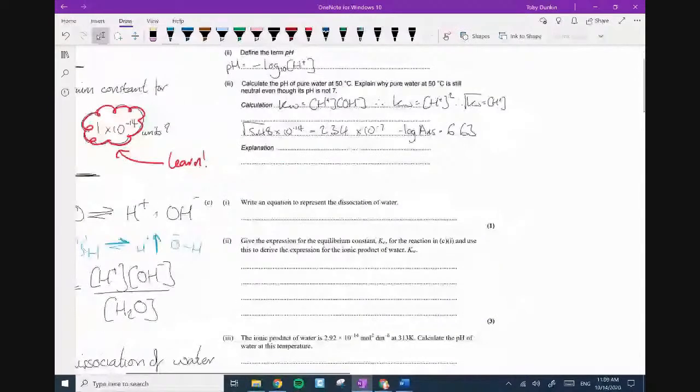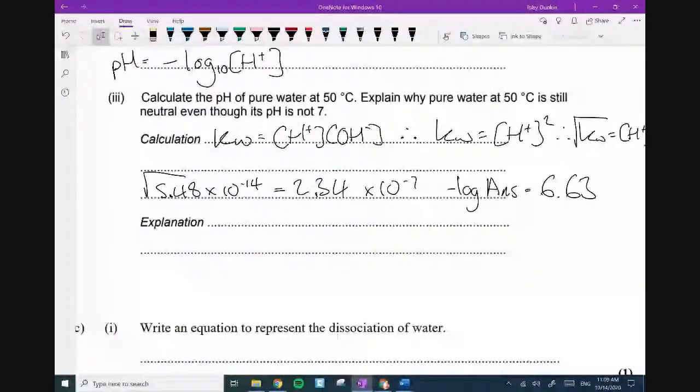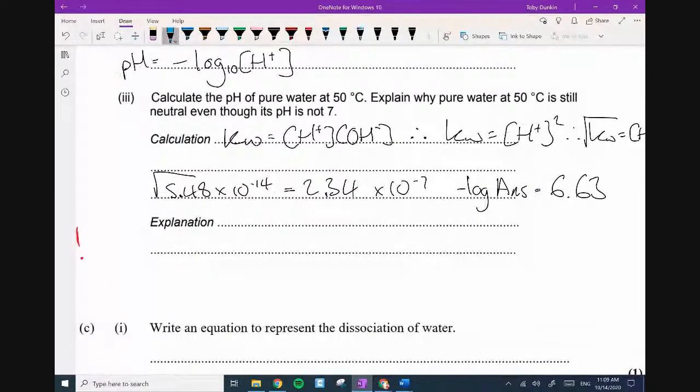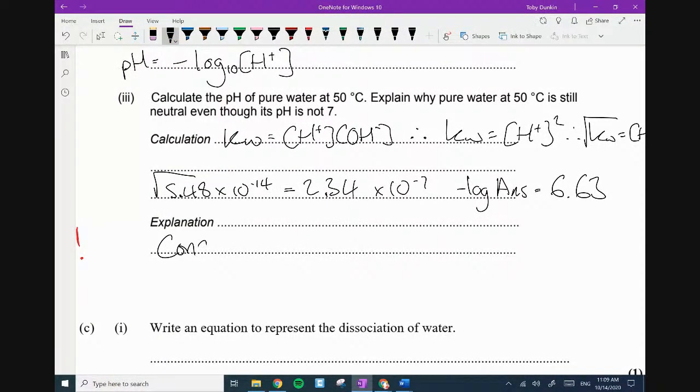So it then says, explain why pure water is still neutral, even though the pH is less than 7. And of course, the reason is the concentration of H+ and OH-, not and. Oh dear, it's not going well. H+ and OH- are still the same. Isn't that cool? I love it.